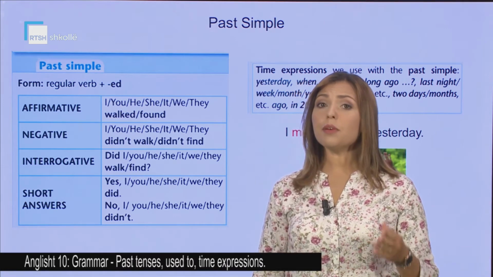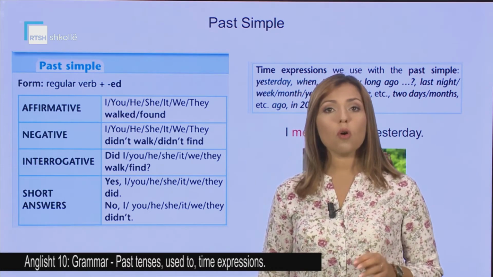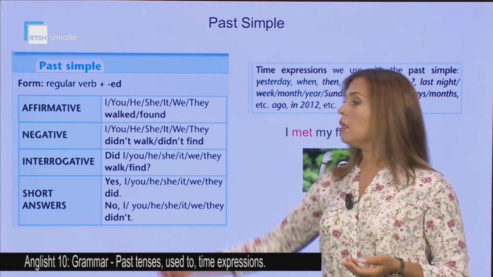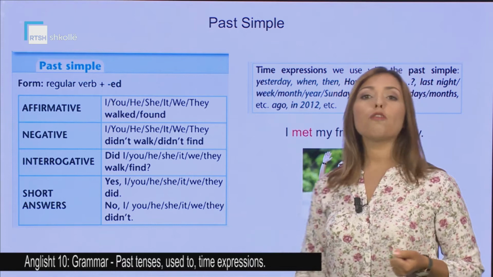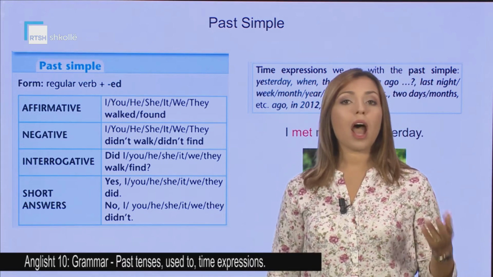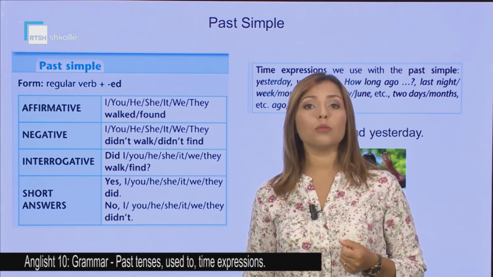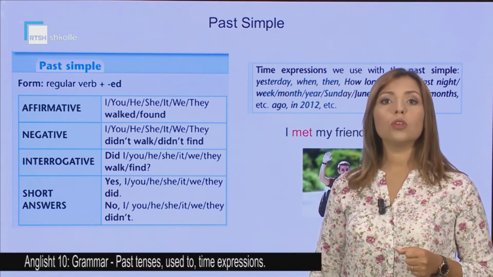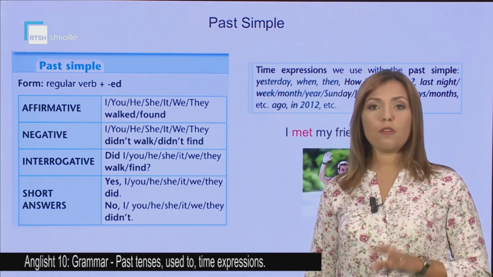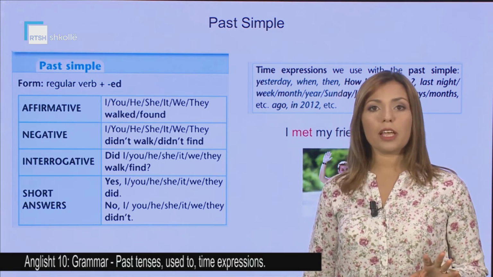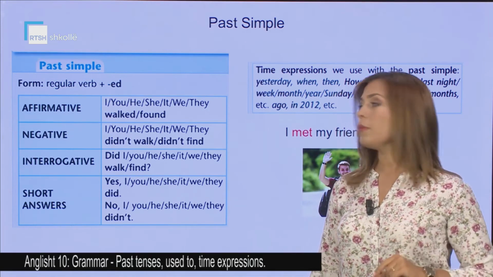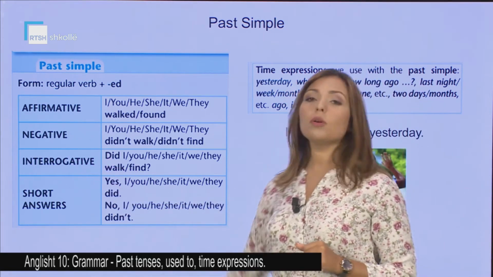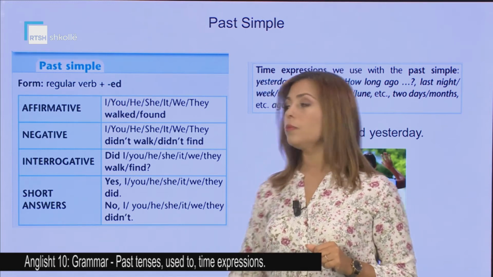If it is irregular, it has its own form. So, for example, the verb find in the past becomes found. So, I found, you found, he, she, it found, we found, you found, they found. It doesn't change in all the pronouns.